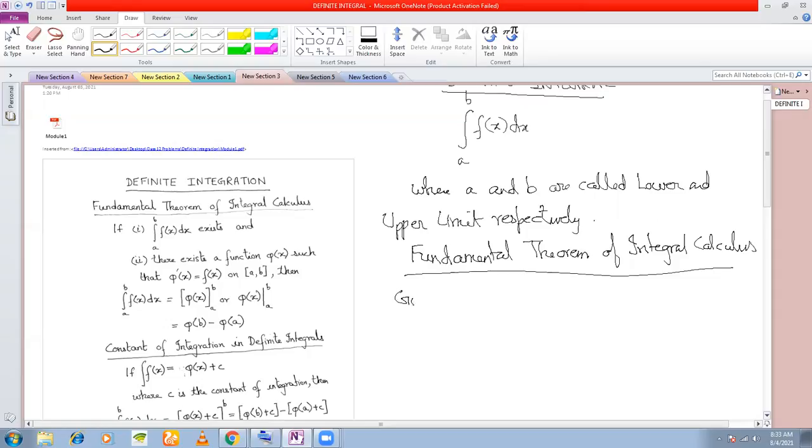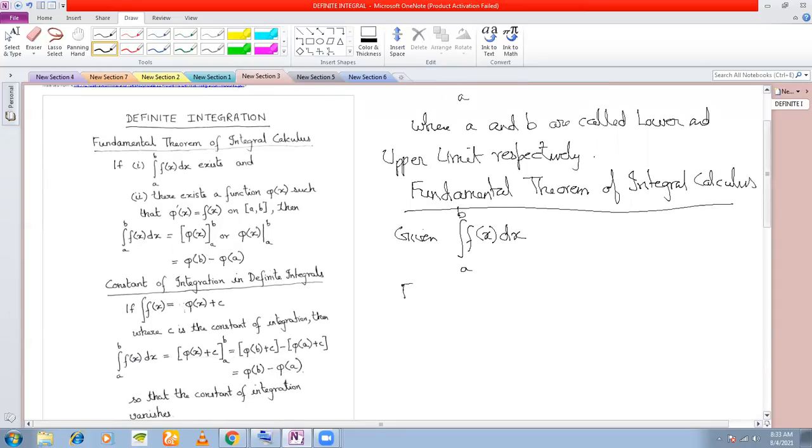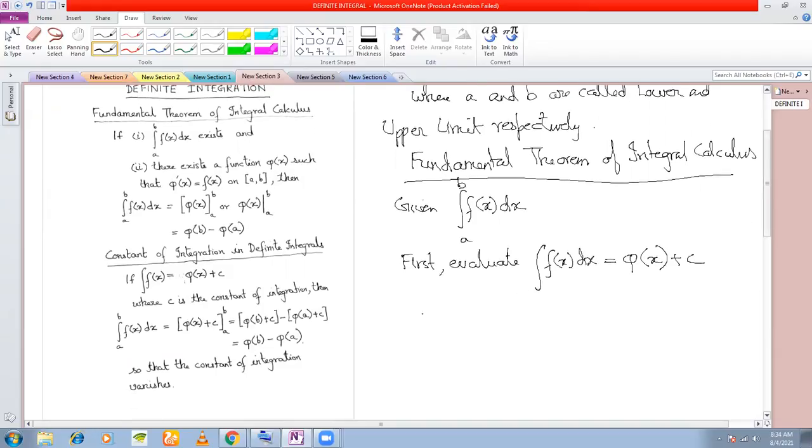Given integral a to b f(x) dx, to evaluate this, what we do is we first evaluate the integral f(x) dx. You know how to evaluate an indefinite integral; we have already seen it. Let us say after evaluating, you get another function phi(x) plus c.